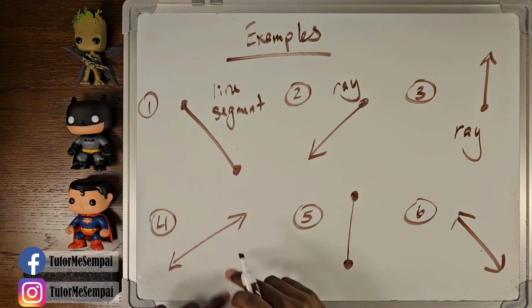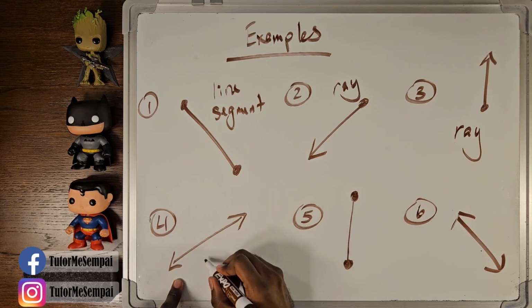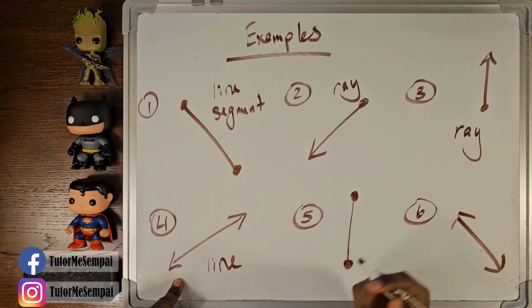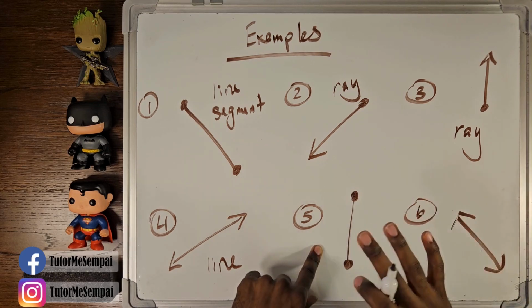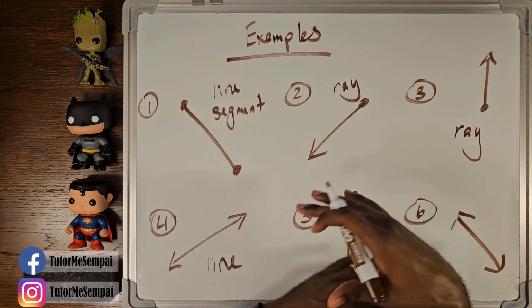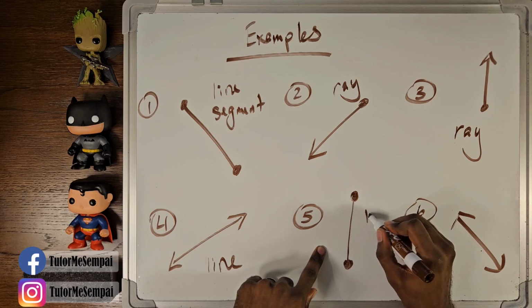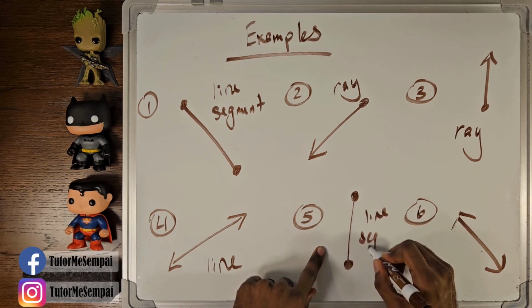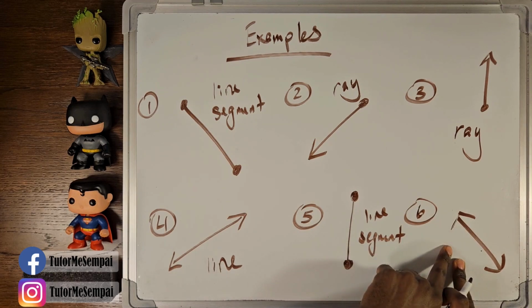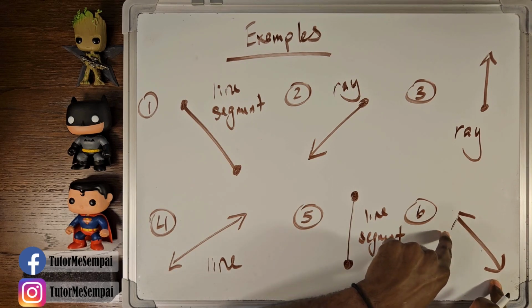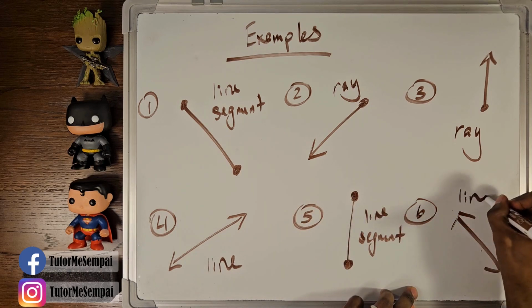How about this one? Looking at your ends, you have two arrows. This means you have a line. How about this? Looking at your ends, once again, it doesn't matter how it's flipped or how it's rotated. What do you have? This is a line segment. Your ends are points. How about this? This is going to be what? Notice you have two arrows here. It's going on forever. This is going to be your line.